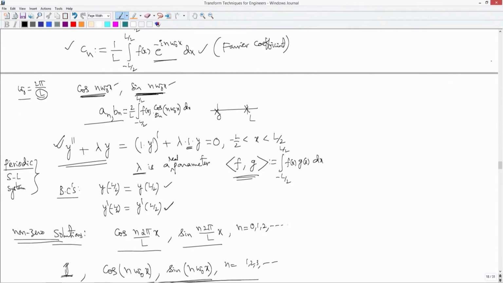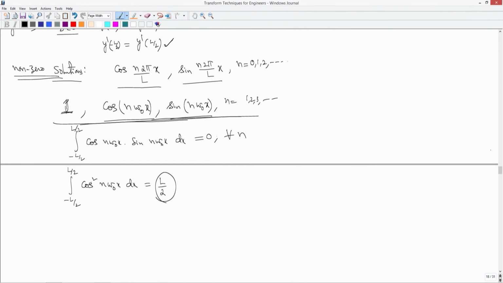So, where is this L by 2? This over minus L by 2 to L by 2 of cos square n omega naught x or sine square n omega naught x dx, that value is actually L by 2. So, that is what you are seeing here. Okay. So, either this cos square or sine square, together you will have only the same value.